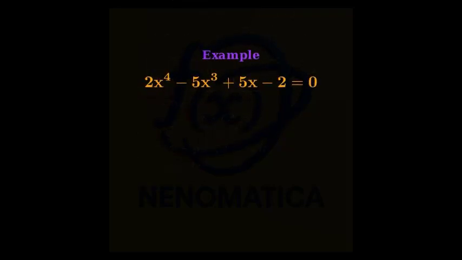Welcome! In this example, we will solve the quartic equation using grouping and factoring. Example: solve the equation 2x^4 - 5x^3 + 5x - 2 = 0. Step 1. Group terms to reveal common factors. We will group the terms with coefficient 2 together and the terms with coefficient 5 together.